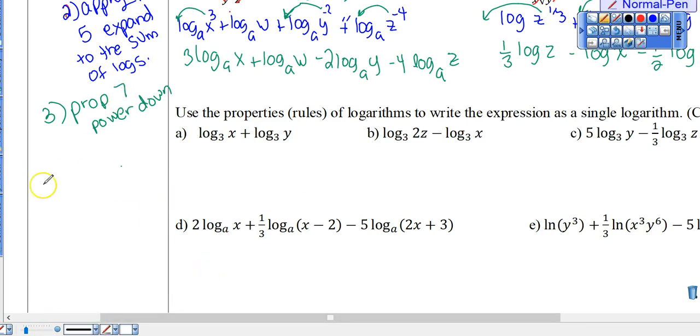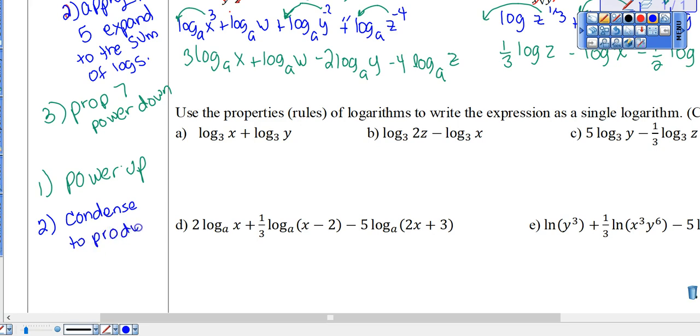Log 3xy. Step 1. Why can't I write in green? Oh, because I picked white here. Let me pick green. Number 1, power up. We're reversing everything. So again, we're applying property 7, but we're going to power up any powers. Then step 2, we had apply the product to sum. Here, step 2, we're going to condense to a product, from a sum to a product.